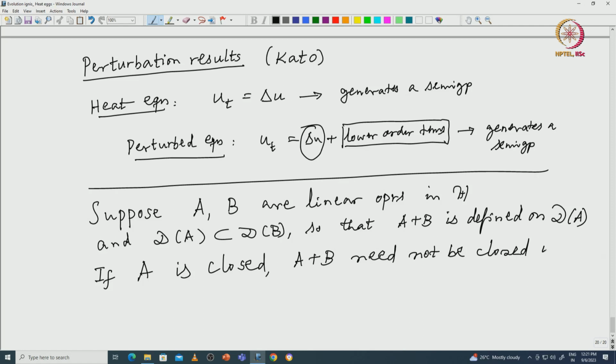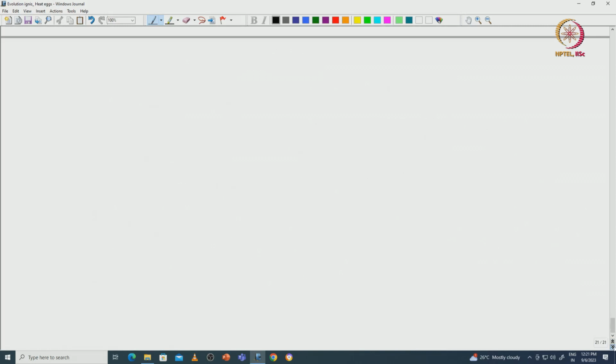Close in general. Okay. And the same thing we also expect. So, even if A is self adjoint and B is symmetric, this A plus B need not be self adjoint in general. Okay. So, here is one sufficient condition. Again, this is derived by Kato. When that becomes true.